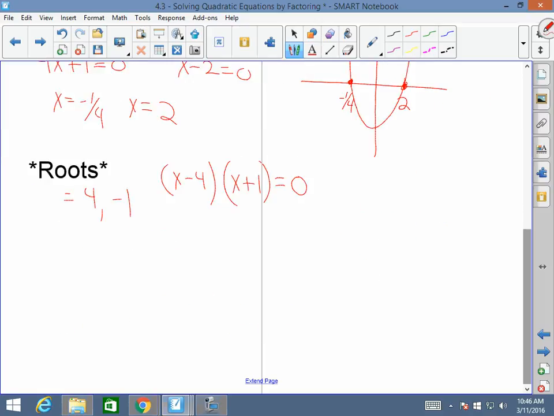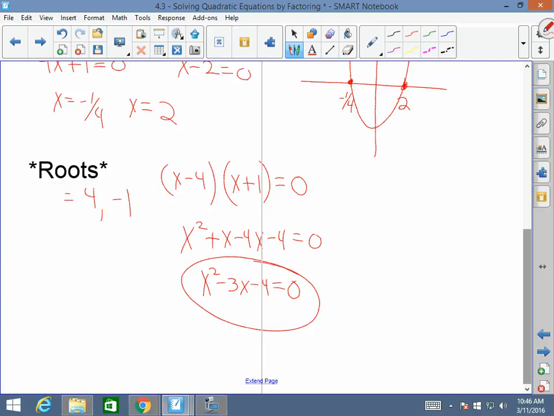So now what happens? I need to turn this into the quadratic function that it originally started with. So what skill do we use? FOIL. You don't distribute, you FOIL. So x times x is x squared plus x minus 4x minus 4 equals 0. So x squared minus 3x minus 4 equals 0. And that's the equation that these solutions came from.